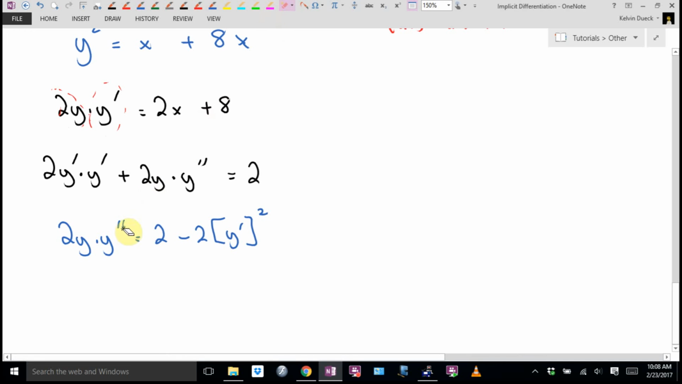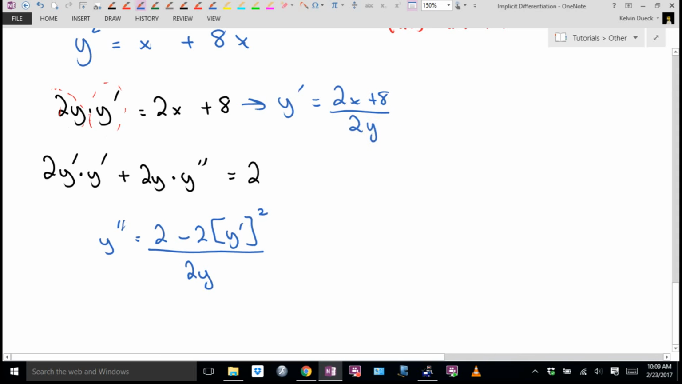And how do I get the y double prime by itself now? So I get this. I'm doing this just so I can fit this all on one page. Now this is still kind of yucky, and the reason this is yucky is while I have the y prime by itself... Okay, wait. See this line right here? Get the y prime by itself. So y prime is equal to 2x plus 8 over 2y.